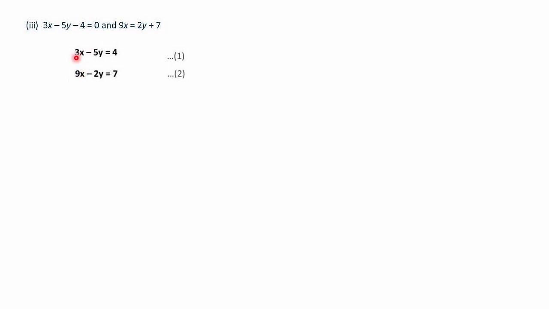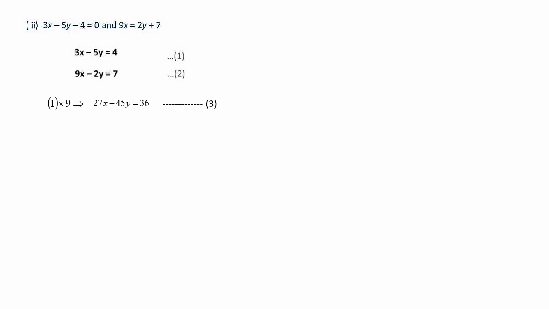Here the coefficient of x in the first equation is 3. Coefficient of x in the second equation is 9. So first equation into the coefficient of x in the second equation, that is 1 into 9. So let's multiply. When you multiply 9 in the first equation, 9 into 3 is 27x, minus 9 into 5 is 45y, is equal to 9 into 4 is 36. Label it as equation number 3.